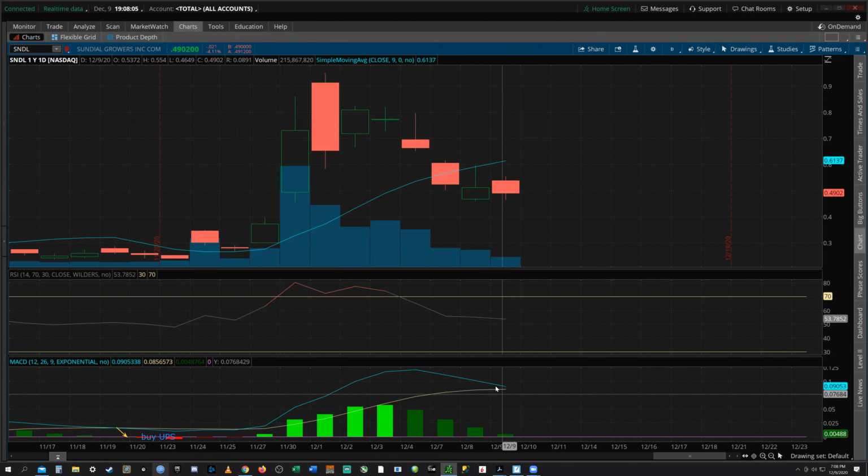Are you able to analyze the MACD a little bit better than looking at this stuff? Do you change how the MACD looks? Yeah, you can do a lot of that stuff.